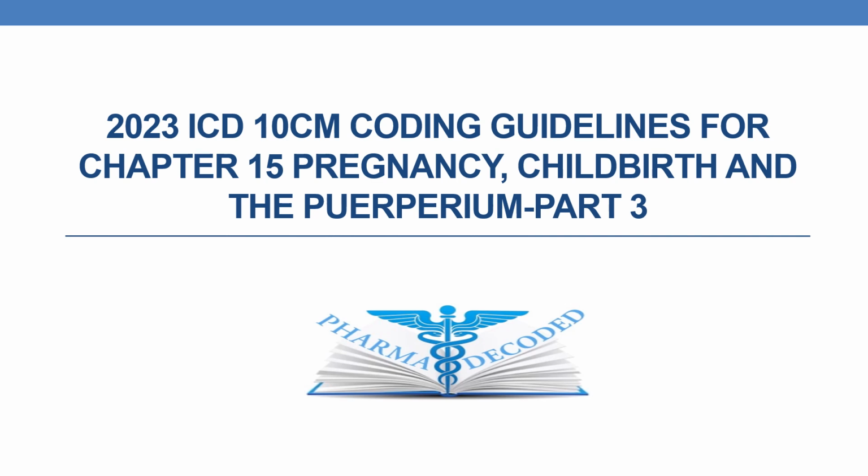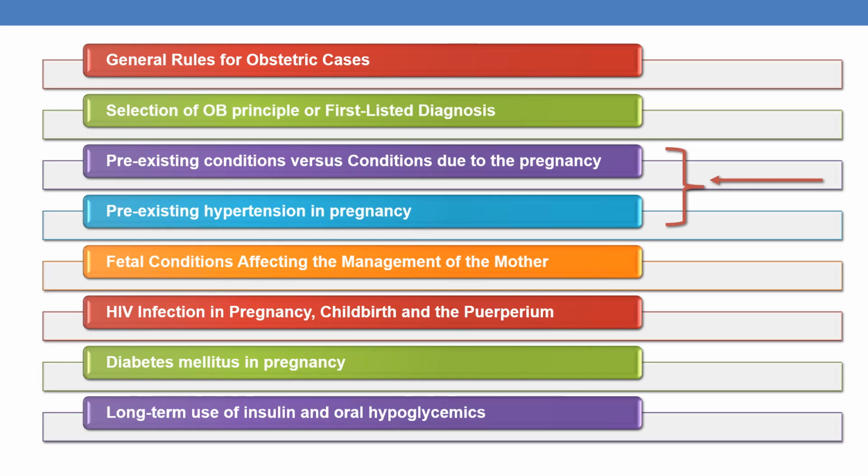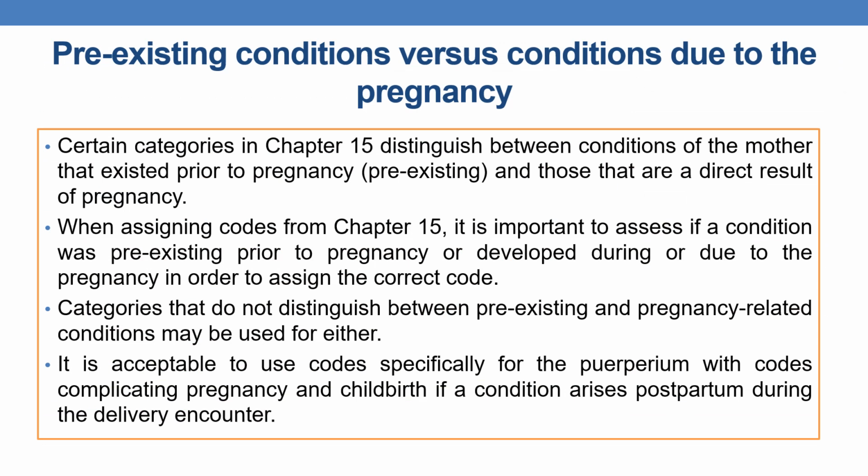Hello everyone, now let us discuss the 2023 ICD-10-CM coding guidelines for Chapter 15, part 3. In the current session, we will be focusing on pre-existing conditions versus conditions due to pregnancy, and the guidelines regarding pre-existing hypertension in pregnancy. Now coming to pre-existing conditions versus conditions due to pregnancy.